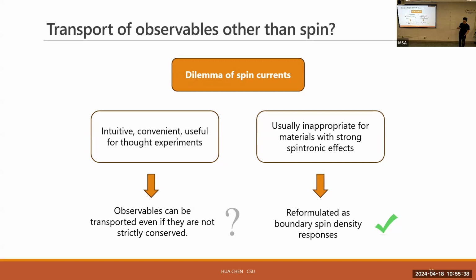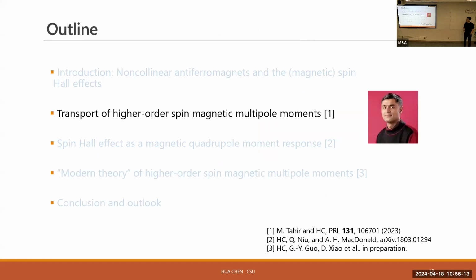But we thought that if such a language, although not perfect, not exact, is useful, can we go further? Why should we stop at the level of the transport of spin? Can we think of a transport of some quantity that is inherently non-conserved? As long as it can lead to new predictions of measurable phenomena, it's useful. This is our motivation for studying the transport of magnetic moments, magnetic multipole moments. This is done by my former postdoc, Mohamed Tahir.